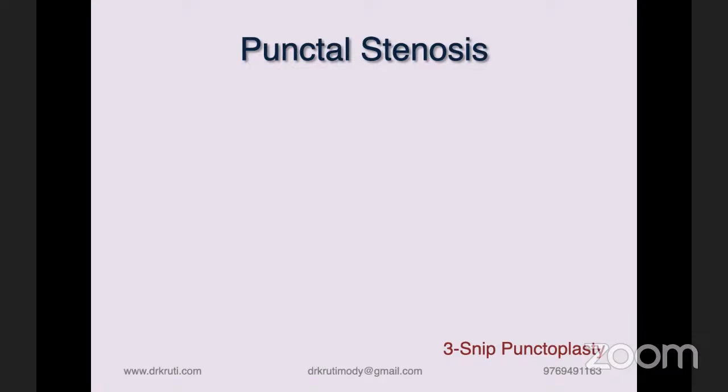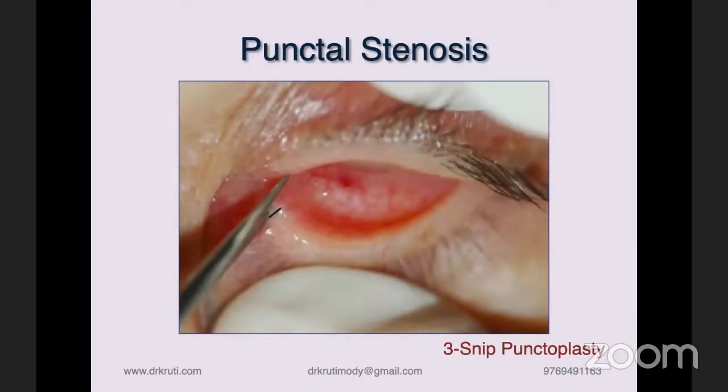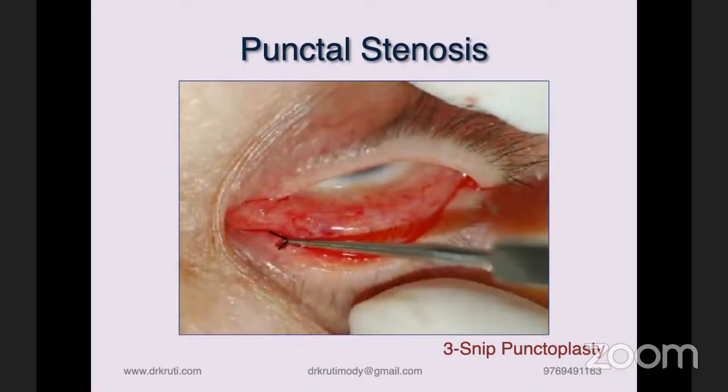But just to know what can be done, the procedure is a three-snip punctoplasty. You first see the lower lid, your puncta. My scissors are vertical. That's the first snip. It is going in the direction of your vertical canaliculus, which is 2 millimeters, so your snip is not exceeding 2 millimeters for sure. Approximately 2 millimeters is the length of your first snip. Your second snip is perpendicular, in the direction of your horizontal canaliculus.